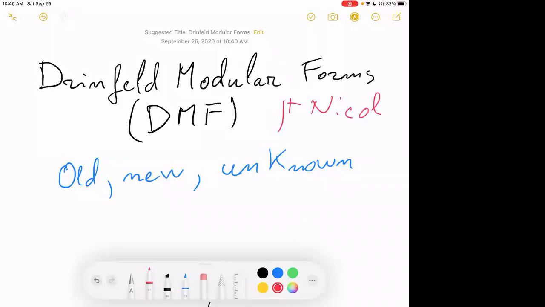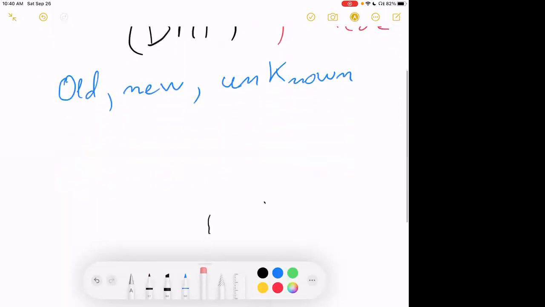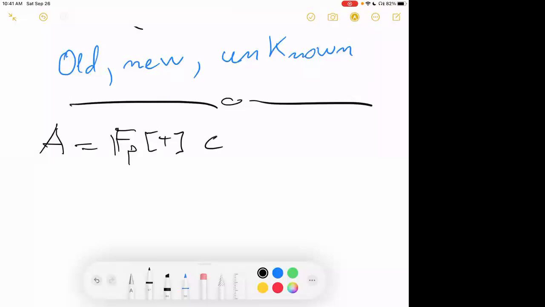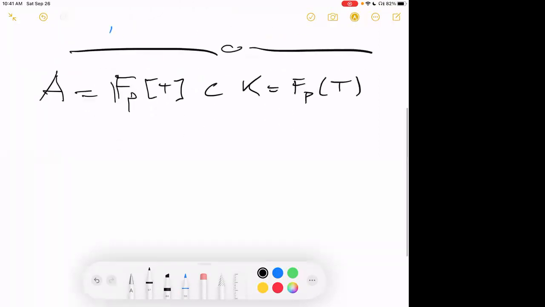And the topic is, as the previous talk, about Drinfeld modular forms. Well, he was talking mainly about Drinfeld modules, and I'm talking instead about Drinfeld modular forms. So what is our setting? We start with A, the ring of integers of a function field. So for simplicity, you can think of it as F_p[t]. And this is inside our field K, which for simplicity I'm just going to write F_p(t).